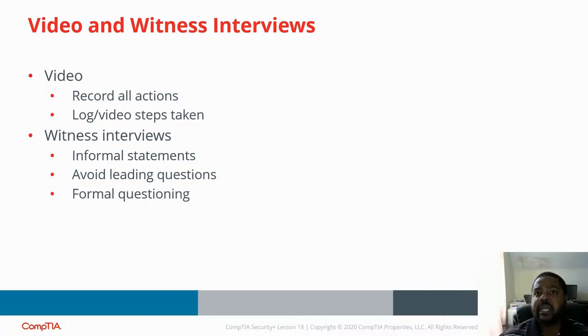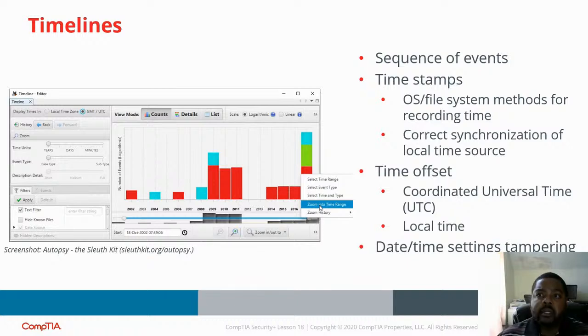Explaining what happened to the situation without giving them too much away is a perfect way of getting more evidence that solidifies the data that we're going to provide in court. Now let's go to timelines.